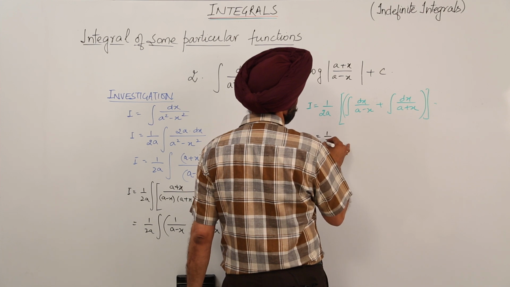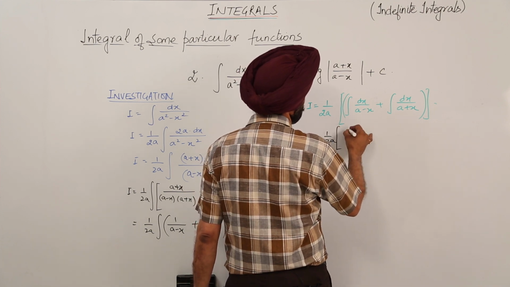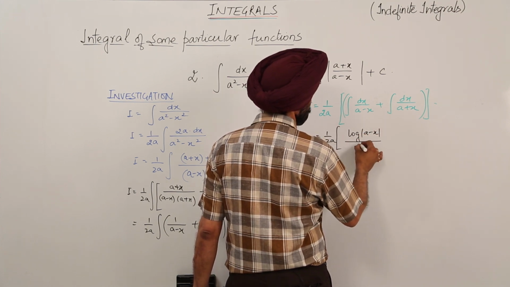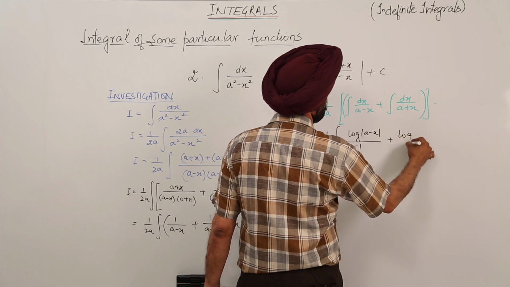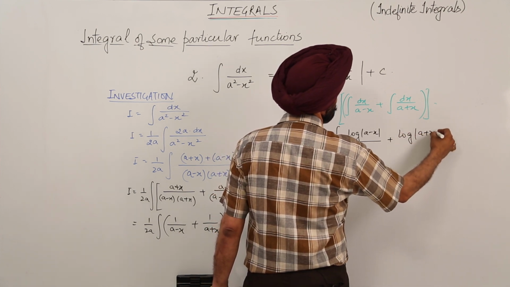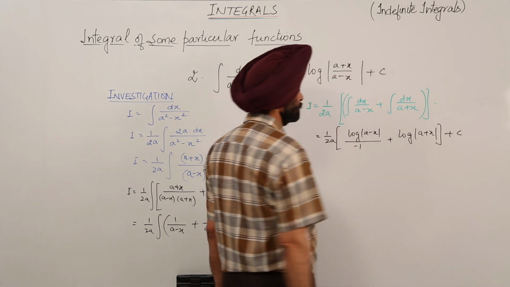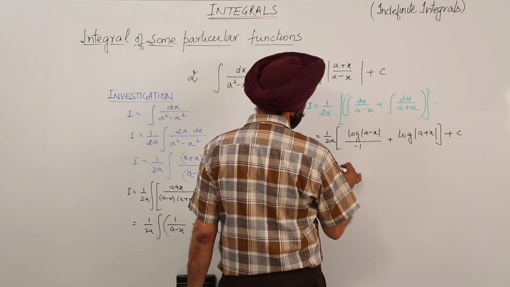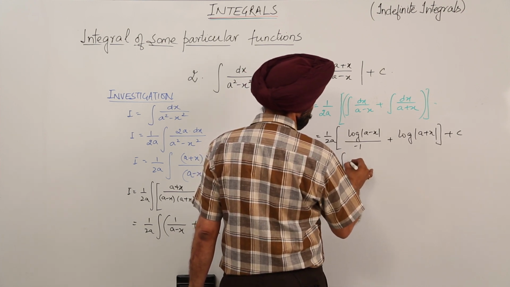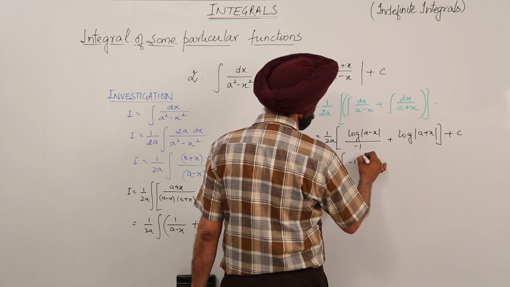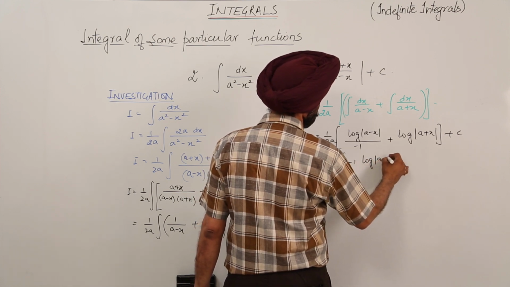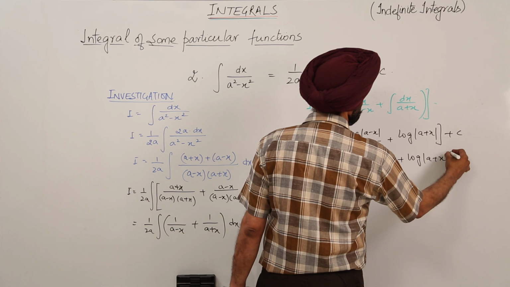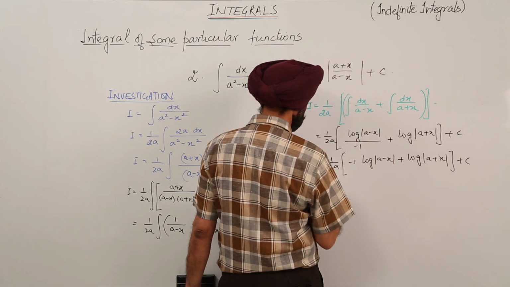This is equal to 1 upon 2a log a minus x upon minus 1 plus log a plus x plus c. Okay. So, this becomes now 1 upon 2a minus 1 log a minus x plus log a plus x plus c.